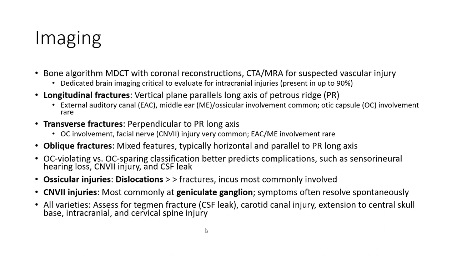Ossicular injury: dislocation is predominant, with fracture. The incus is most commonly involved. Cranial nerve 7 injury is most commonly at the geniculate ganglion. Symptoms often resolve spontaneously.